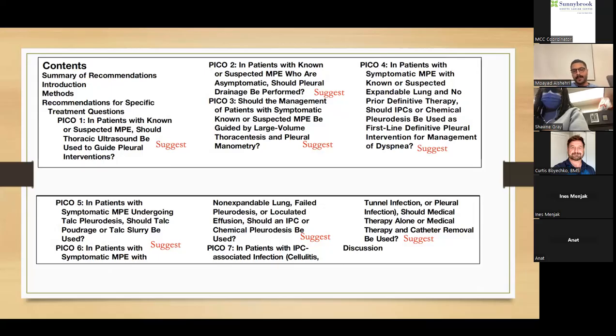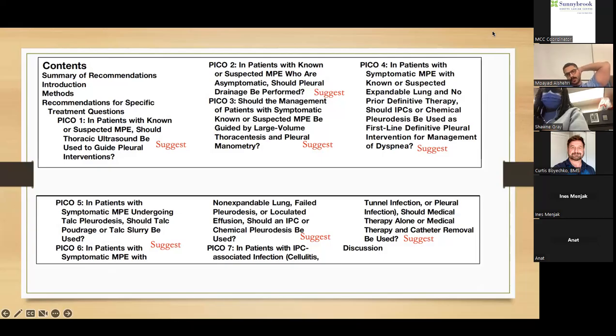Question 7, in patients with IPC-associated infections, so cellulitis, tunnel infection, or pleural infection, should medical therapy alone or medical therapy and catheter removal be used? And the short answer to that is we try to treat through the catheter.